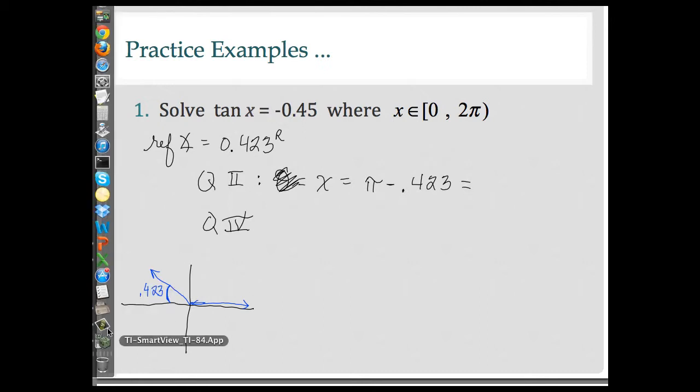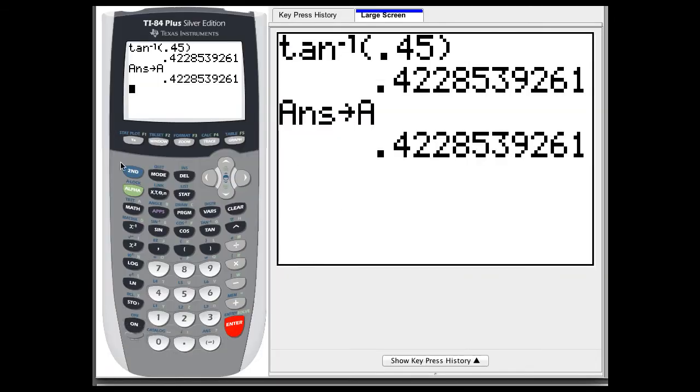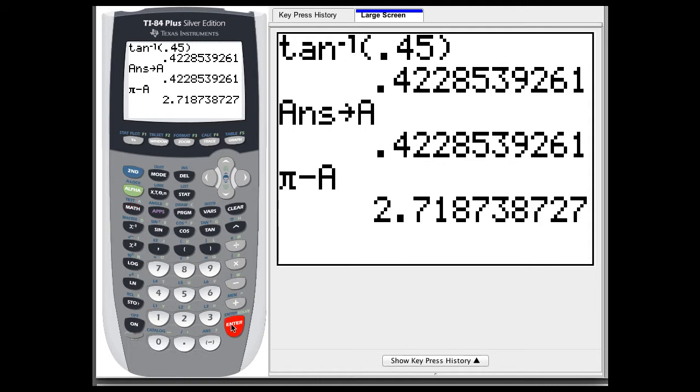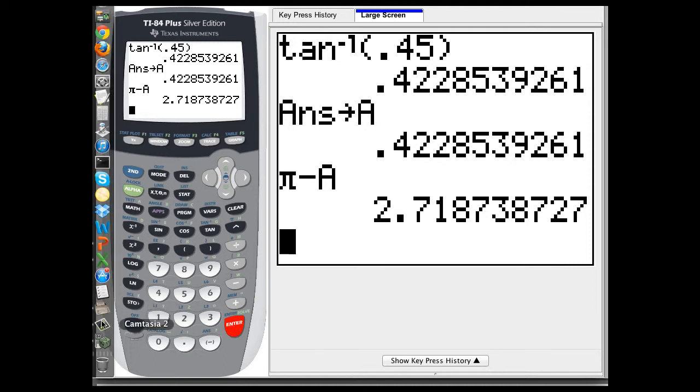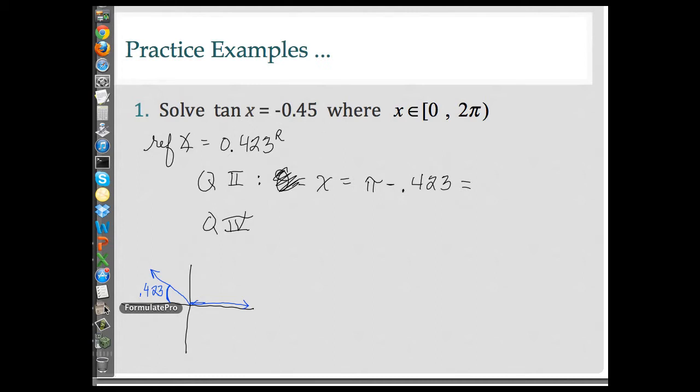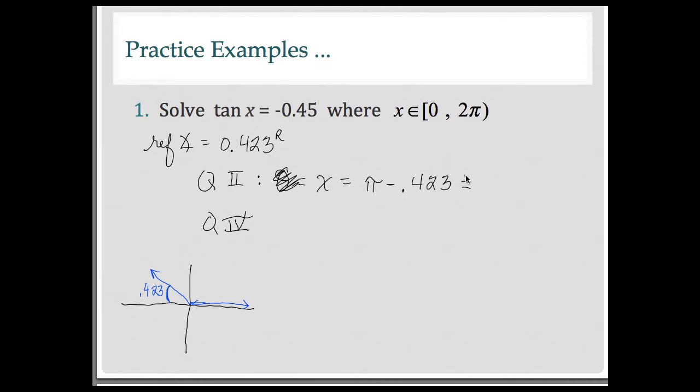So let's go back to the calculator real quick. We're going to do pi minus what we have stored as our angle. So our first answer is approximately 2.719 if we round to thousandths. Again, if you find it helpful to put the little r to remind you it's radians, feel free. We'll color code.